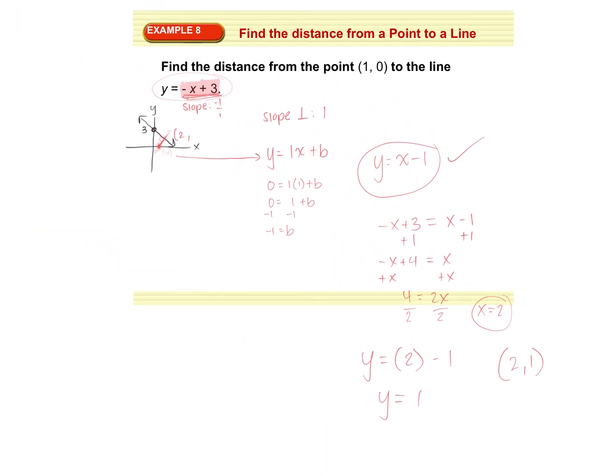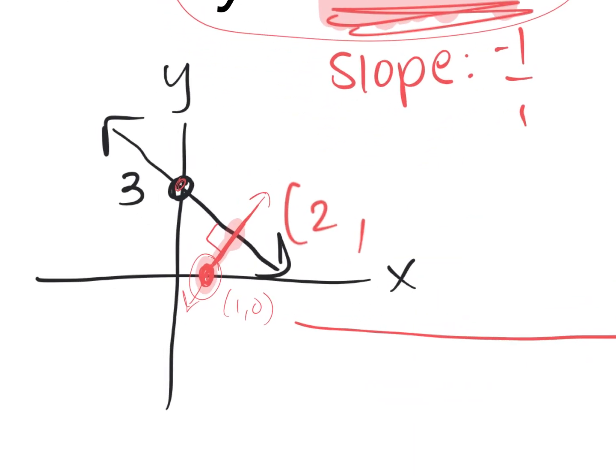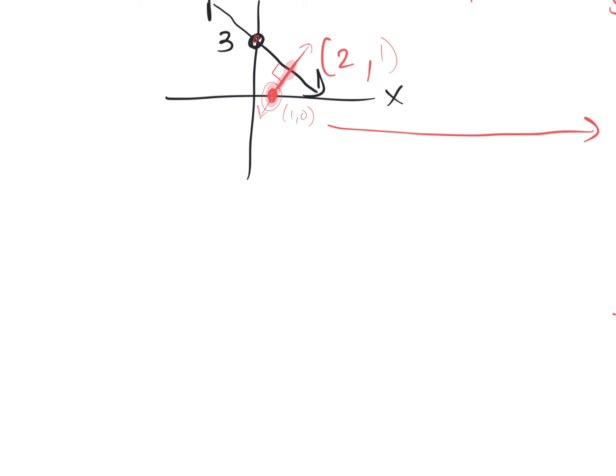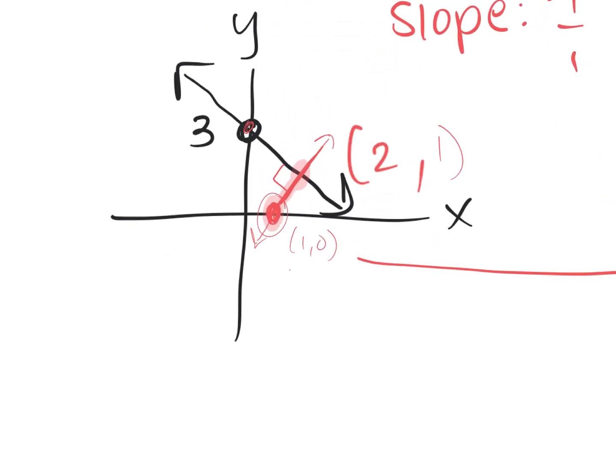So now I have 2 points. I have a point 1, 0, and I have a point 2, 1. Now I use what Carson said. Carson said we need to use the distance formula to find the distance between these 2 points. So I'm going to use the distance formula, and I'm going to make this my x1 and my y1, and this will be my x2 and my y2.